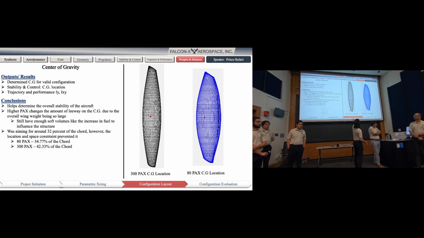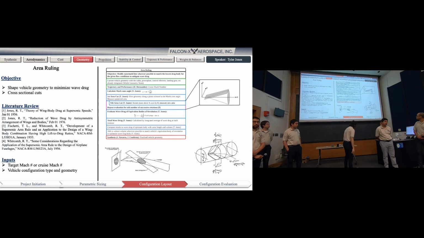So, as you can see here, for our 380 packs, that red dot is the actual CG location. For the 80 packs, we were able to get close to that 32% of the chord, around 34%, but the 300 pack was about 10% off. We can still mess around with some of these soft volumes, including the fuel volume, cargo, and different types of things, but that still needs to be played around with.